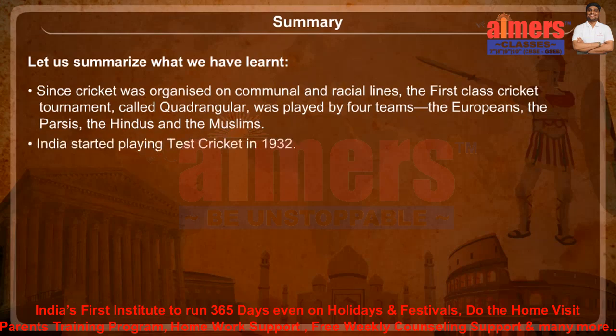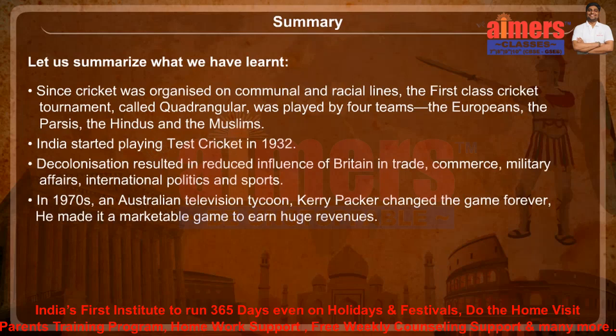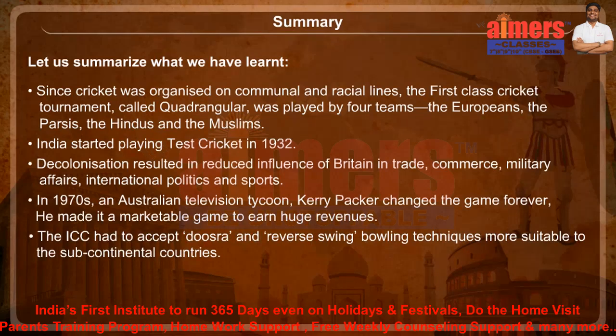India started playing Test cricket in 1932. Decolonization resulted in reduced influence of Britain in trade, commerce, military affairs, international politics, and sports. In the 1970s, an Australian television tycoon, Kerry Packer, changed the game forever. He made it a marketable game to earn huge revenues. The ICC had to accept doosra and reverse swing bowling techniques more suitable to the subcontinental countries.